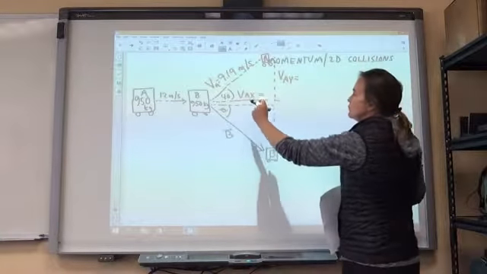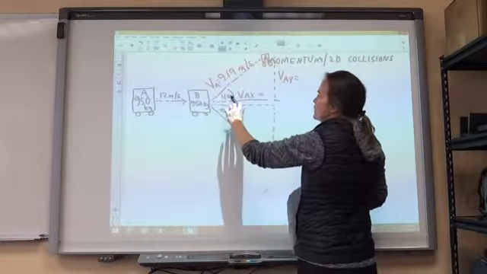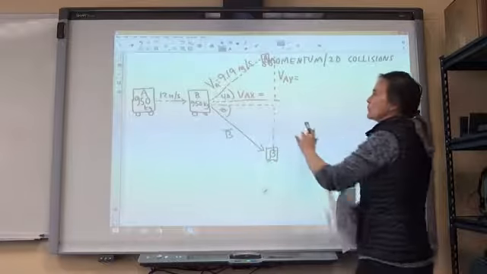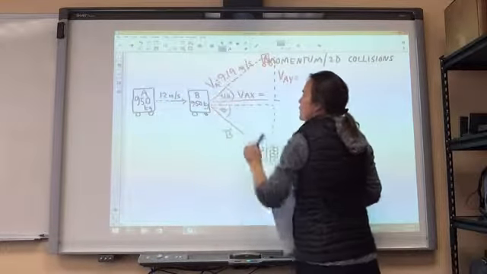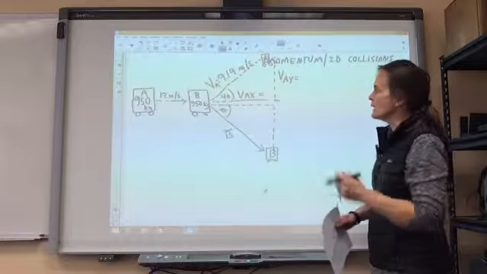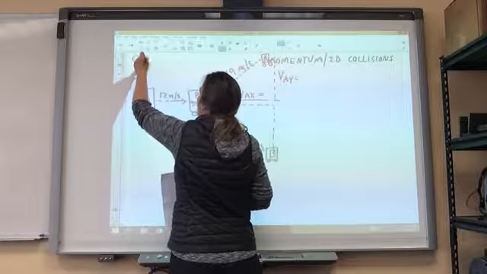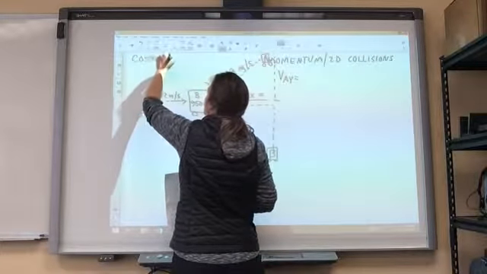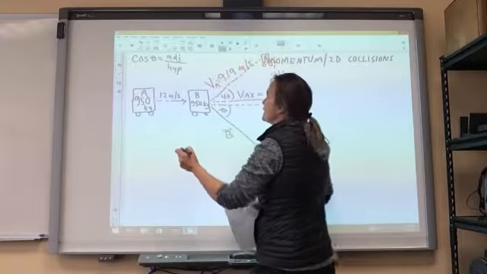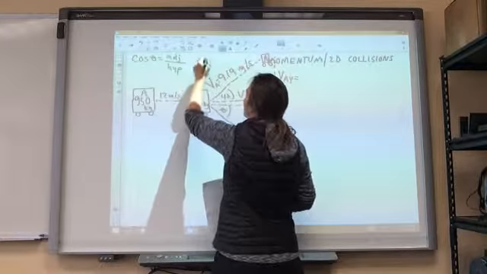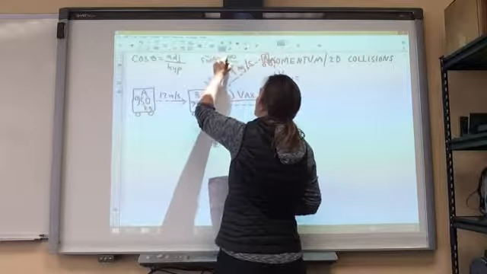So we're going to need to break this final velocity of car A into an x component and a y component. And we can do that because we have one side and we know one angle. It's just back to trig again, where as you remember, the cosine of the angle equals the adjacent over the hypotenuse. The sine of the angle equals the opposite over the hypotenuse.